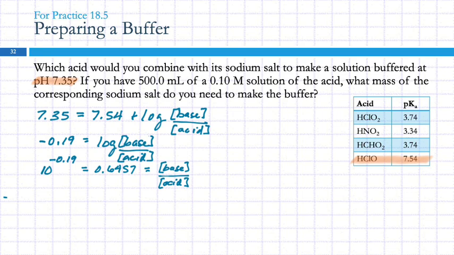What's the acid concentration? It's 0.1 molar, right? So then the concentration of the base that we want to have is equal to 0.10 molar times 0.6457, which will be 0.06457 molar.